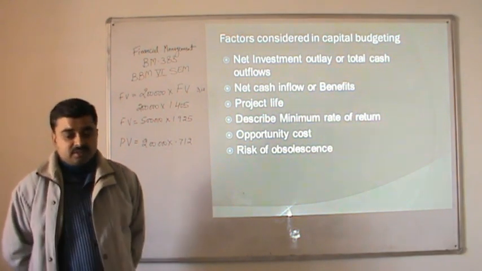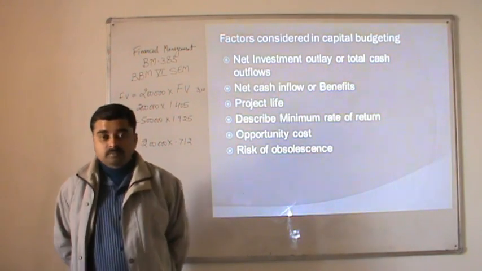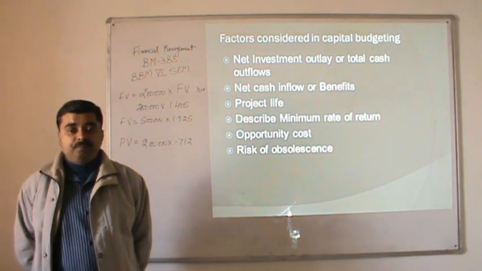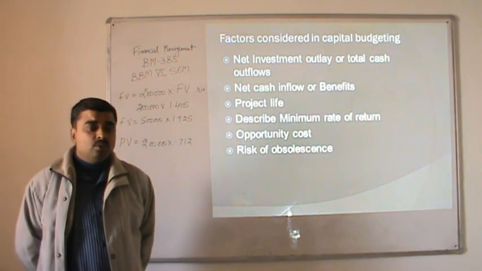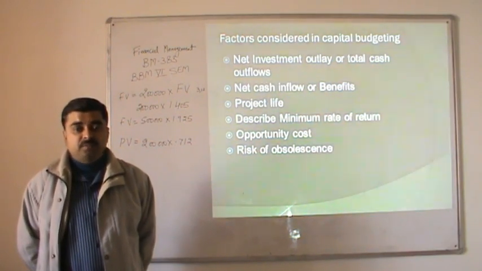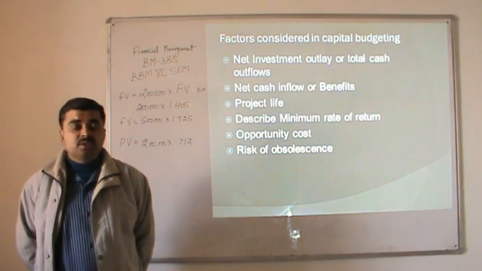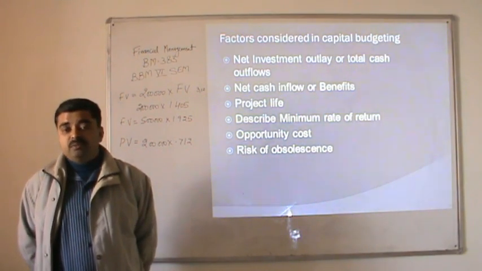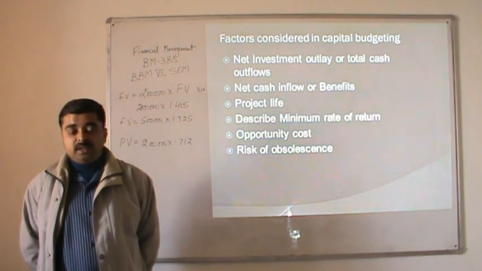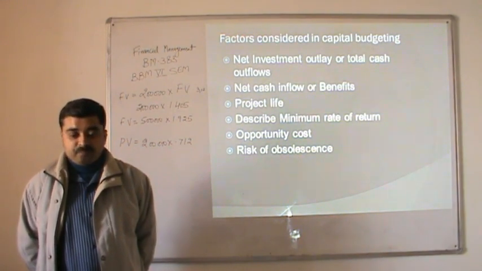So this will also be considered, including the opportunity cost. The company sometimes has the opportunity to not accept the project, and while the company is not accepting the project, the asset is given to somebody else for its use, and with the help of that use by somebody else, the company gets some amount as lease or rental charges.